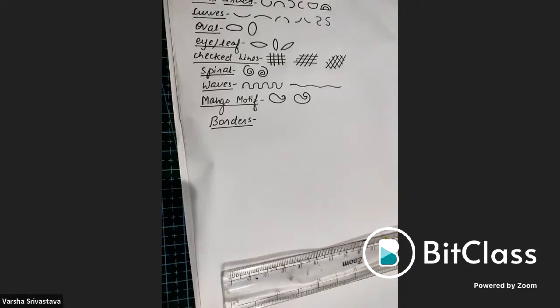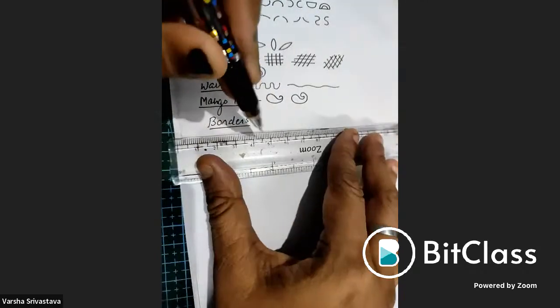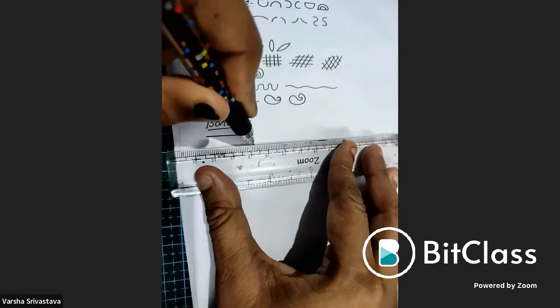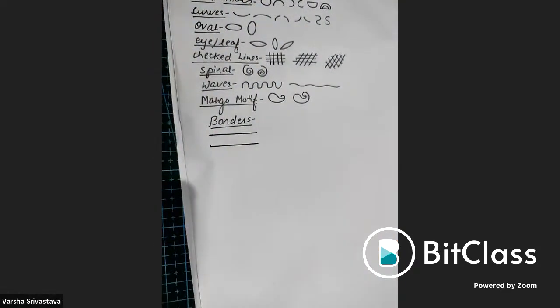Before proceeding with the border, let me tell you that triangles and dots are very prominent in Warli art or tribal art. It's very much used. So I'm making the first border and we will be repeating the basic shapes. This is your practice mode. We will be repeating the basic shapes again.